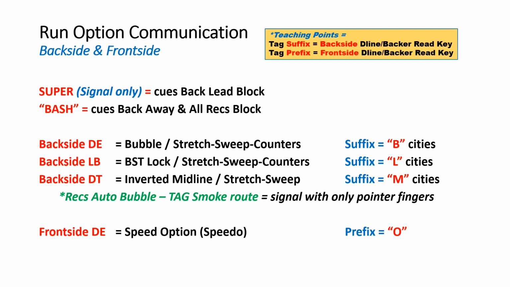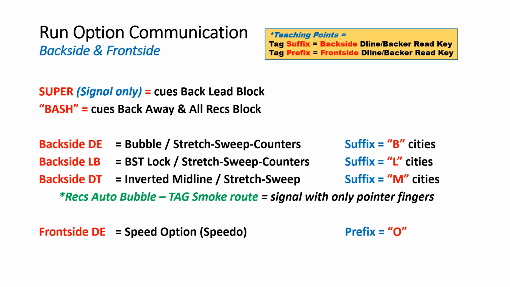Real simple then, if we want to read the backside defensive end, we'll use a suffix to the play call using B cities, starting with the letter B. We want to do backside linebackers, that's a lock system. We'll use now L cities as a suffix. And if we want to read the backside defensive tackle in a midline concept, we'll use a suffix again with M cities.